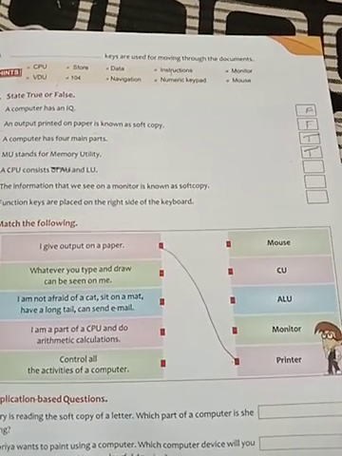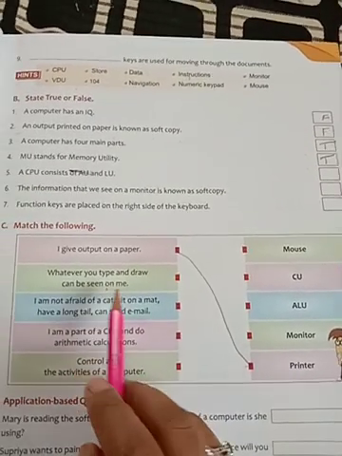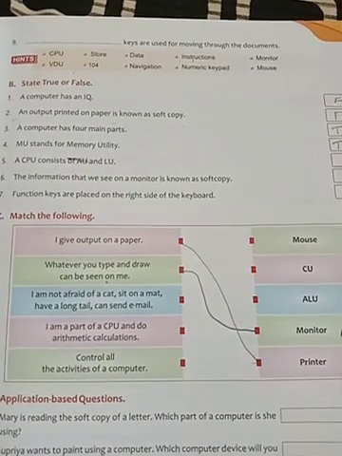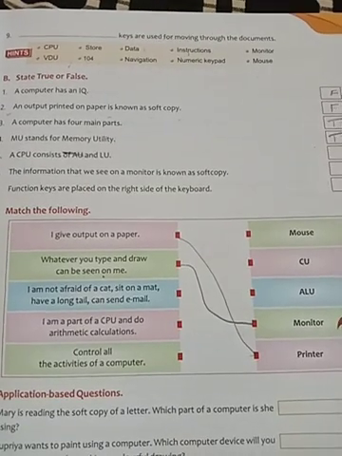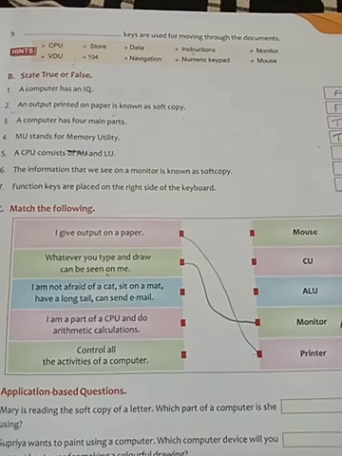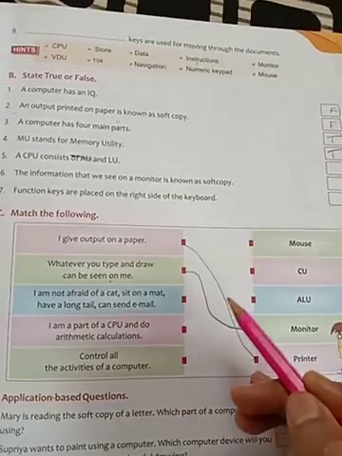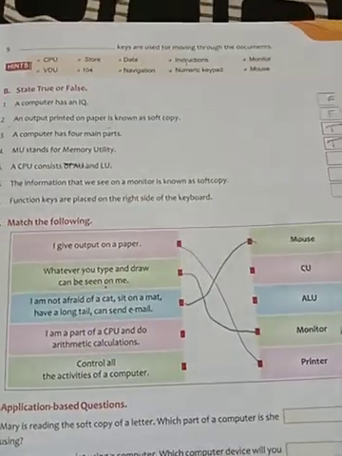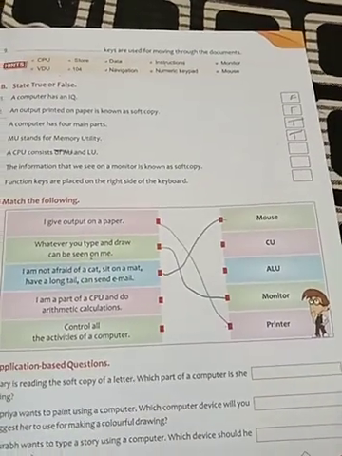Whatever you type and draw can be seen on me. What is that? Yes, you all are correct. That is monitor. I am not afraid of cat. Sit on a mat. Have a long tail. Can send email. What is that, children? Correct. That is mouse. So like this way you can solve the other two match the following.